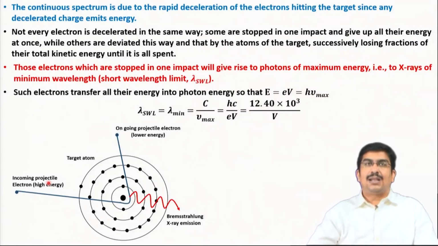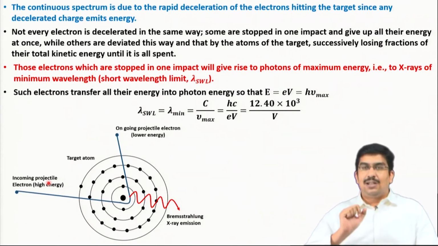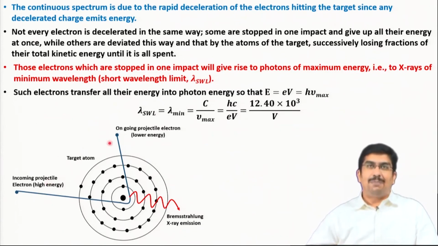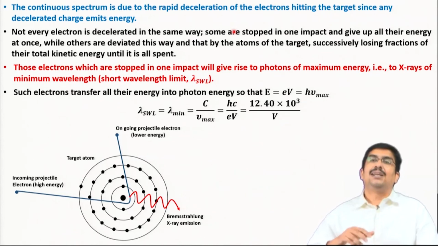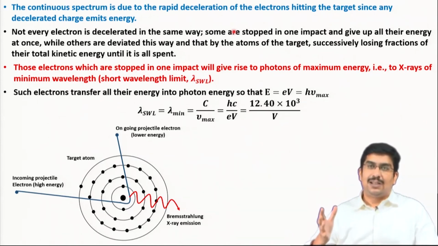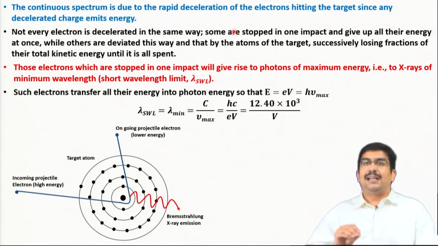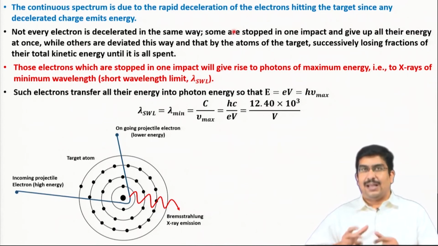Okay. So, now the question is how this continuous spectrum is generated, what makes this continuous spectrum. As we already discussed, it is because of the rapid deceleration of electrons hitting the target. In this deceleration process, continuously accelerated charged particles are suddenly decelerated, and they emit radiation. So, this we understand. Now, the point is, not every electron is decelerated in the same way. There is a randomness in the process, a finite probability approach. Some of these electrons will stop in one impact.